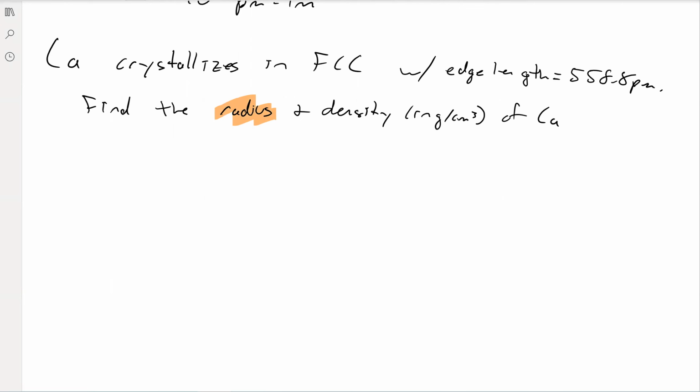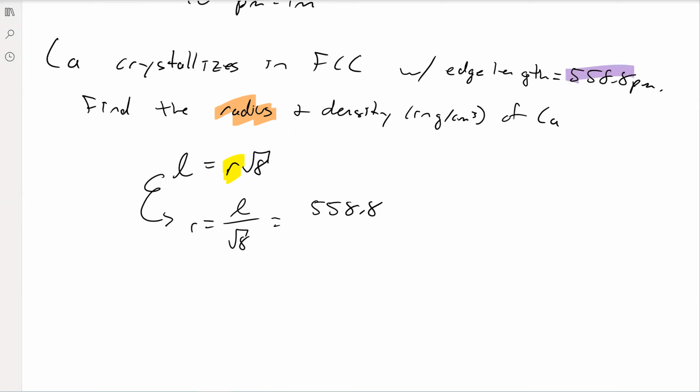We know it's a face-centered cubic structure, and so we know the edge length is equal to r times the square root of 8. Since we want to solve for r, we can reorganize the equation by dividing both sides by the square root of 8. Then we simply take this 558 value, plug it in there, divide by the square root of 8, and we get a radius of 197.6 picometers. So pretty cool with X-ray crystallography, you can find the atomic radius of certain compounds.